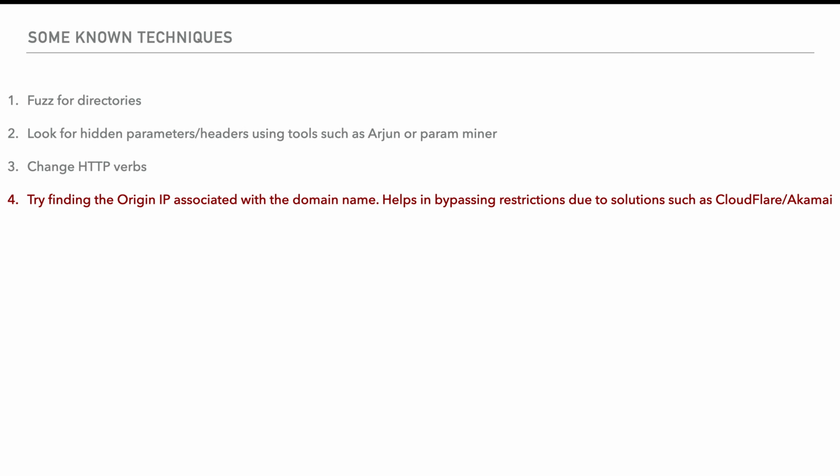Now here are a few known techniques. You can fuzz the directories, and you can look for hidden parameters or headers using tools like Arjun and Param Miner. You can try changing HTTP verbs, but most of the time it will not work.